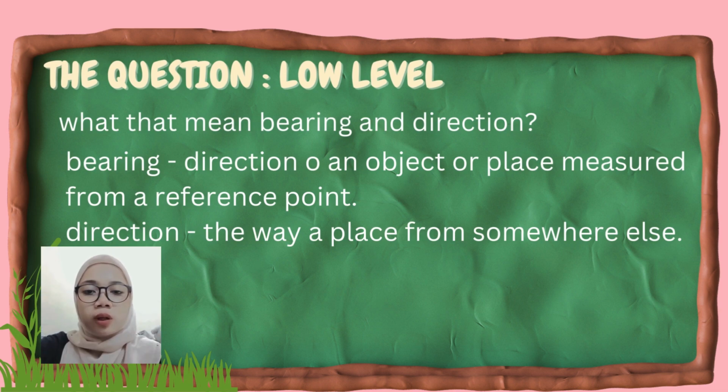Bearing is the direction of an object or place measured from a reference point. Bearing can accurately determine the position of an object or place. Bearing is expressed in angular value or degrees. A magnetic compass can be used to measure the bearing of a place. The meaning of direction is the way to a place from somewhere else.